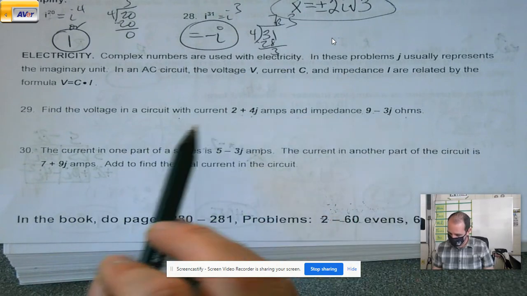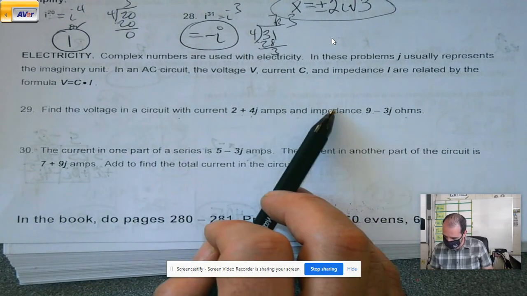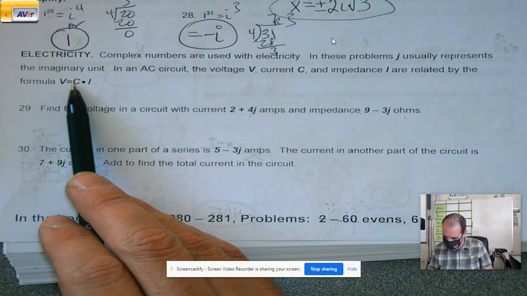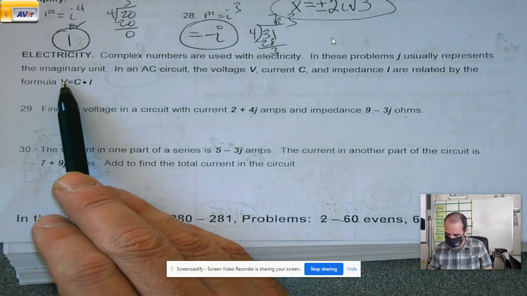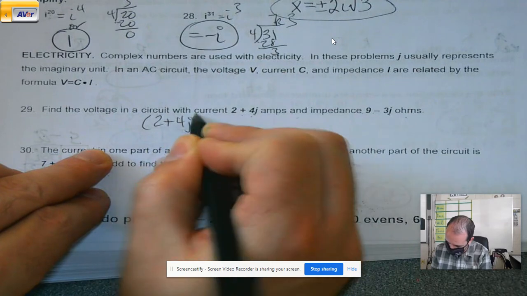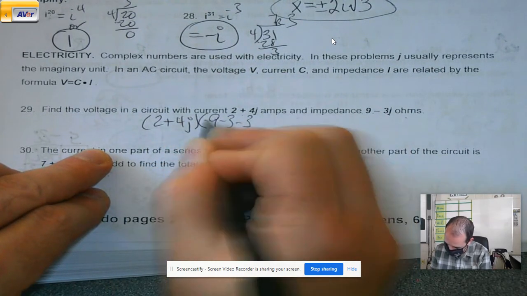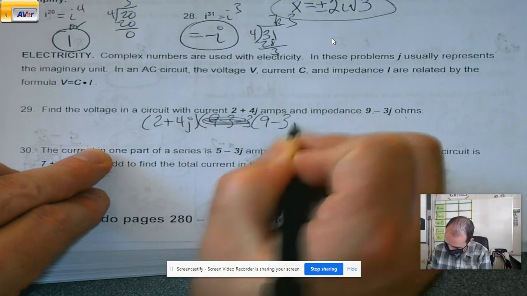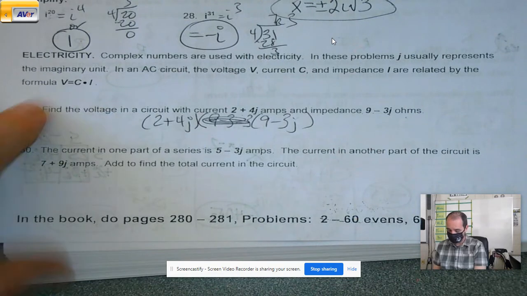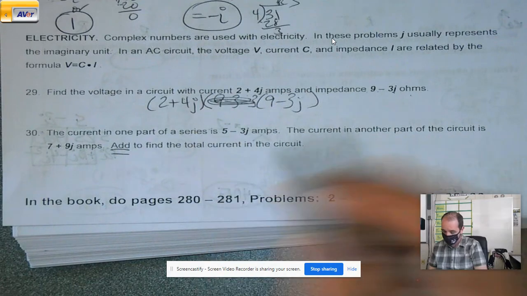So let's look at this again. Current and impedance. So current times impedance equals voltage. Find the voltage. 2 plus 4j times 9 minus, oh my goodness, 9 minus 3j. We're just using the formula. Okay. Look for words. Like in the last one that we're not going to do, it says add. So you're just adding like terms together. Here, I'm going to multiply.